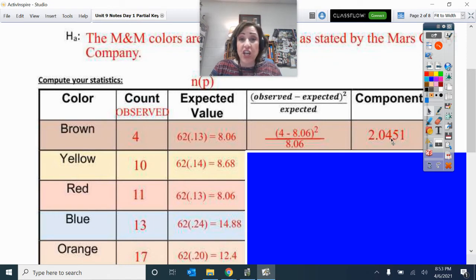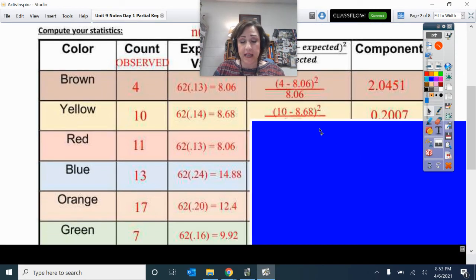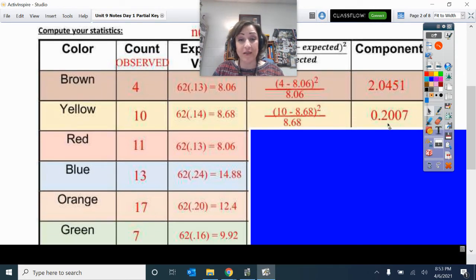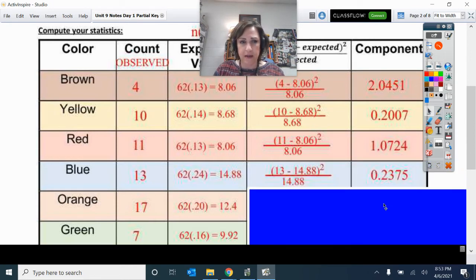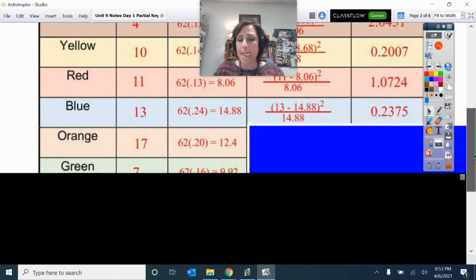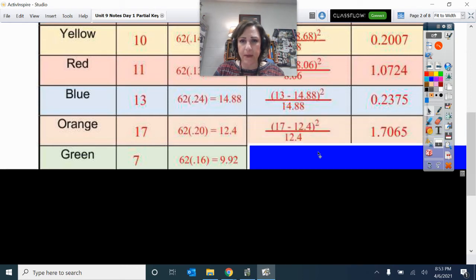Then I'm going to invite you to do that with all of your data. So let's see what the components are. Look at that, 0.2. So yellow was relatively close to expected. Red, not too far off, 1.07. There was the blue. See how close that one was? Almost as close as yellow. Let's look at that orange one, because I thought that was the biggest discrepancy. Let's see what's happening here.